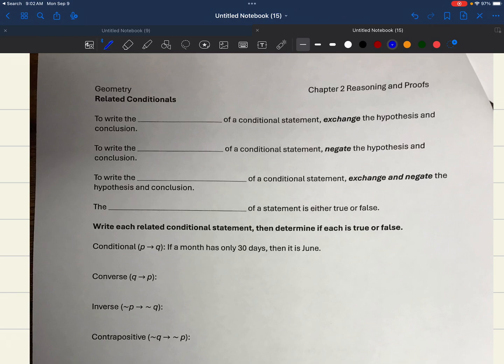I know. It does. This is like one of my least favorite chapters because it feels like we're doing a lot of English and not math, but it's all right. We'll make it through. Some of you all will love that.